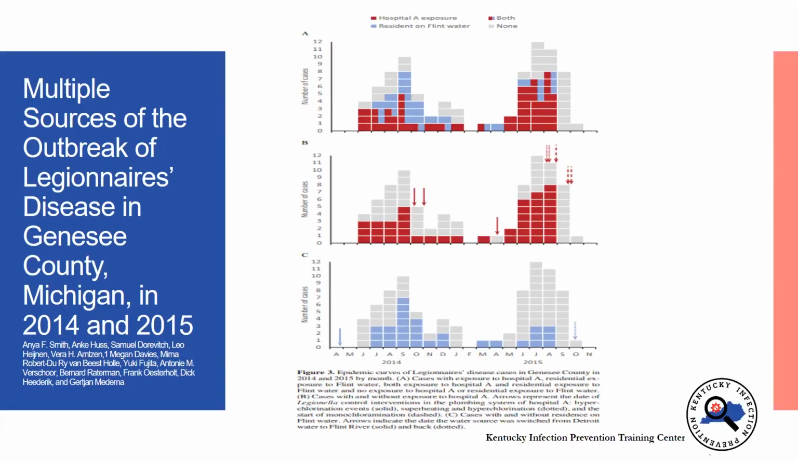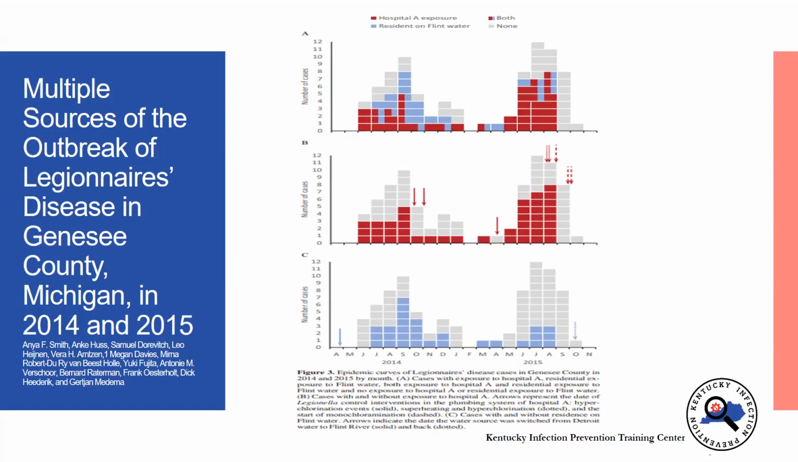This shows the cases with exposure to hospital A, residential exposure to Flint water, and no exposure to hospital A or Flint at all. You can see the blue is residence on Flint water, the red is hospital exposure, the blue and red together is those individuals that had both, and then the gray boxes are neither. You can see the majority had contact with one or both.